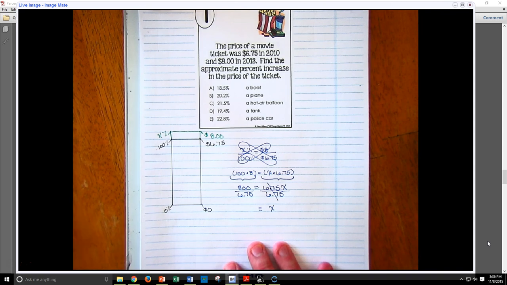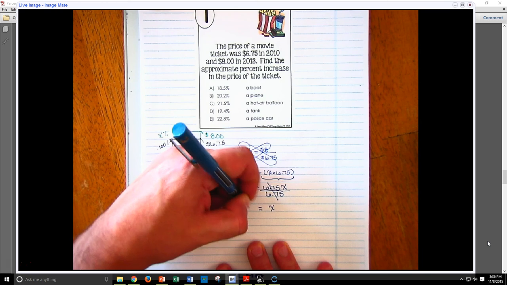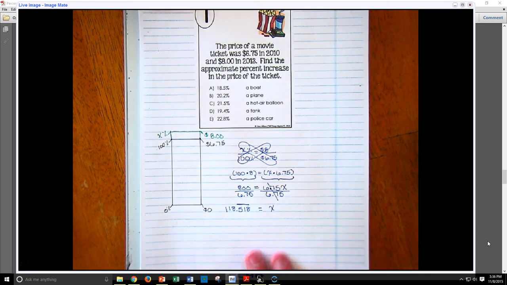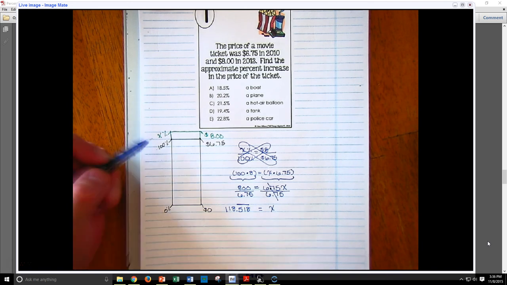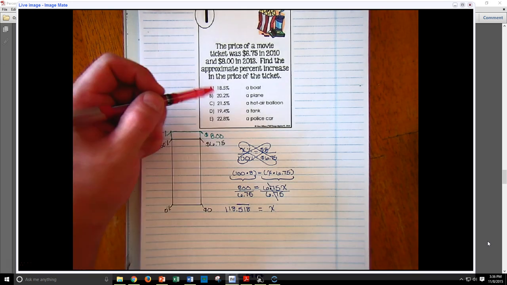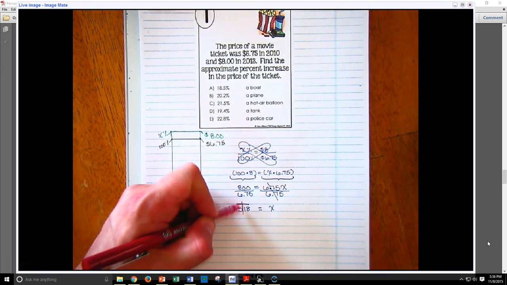When I do that math, I get this long decimal that goes 118.518, and those three numbers keep repeating over and over again. Since we're talking about percents and not money, there is no rule for how far percents go. Looking at my answers here, all the percents just go to one decimal place, so I'll just go to one decimal place.